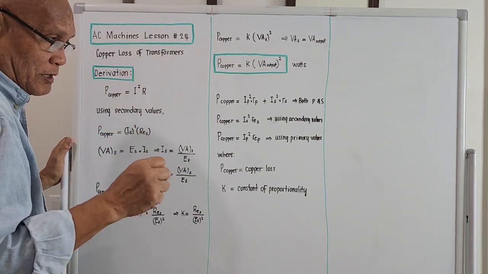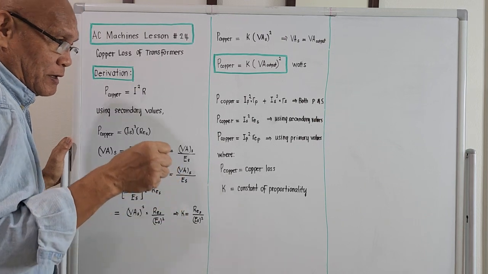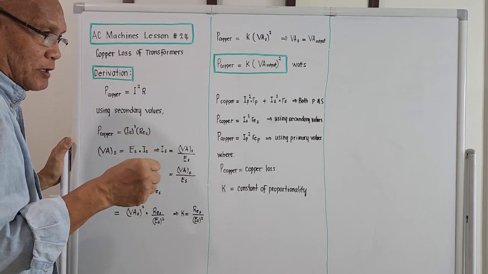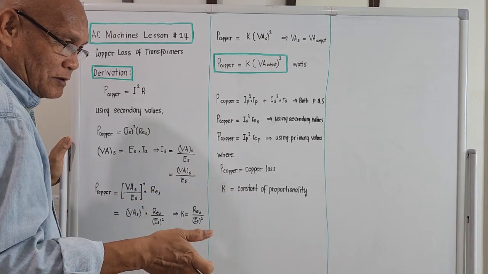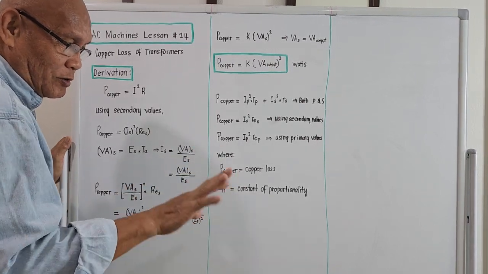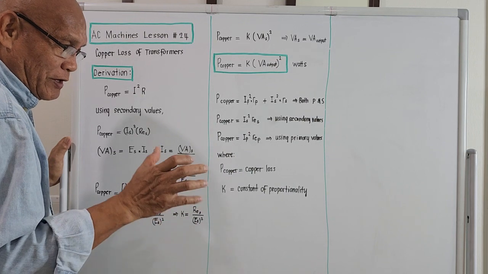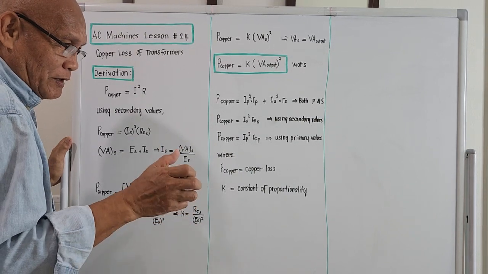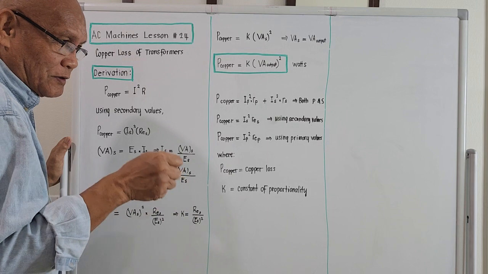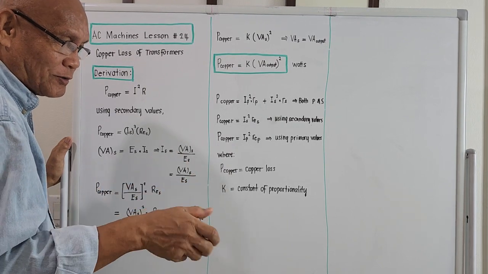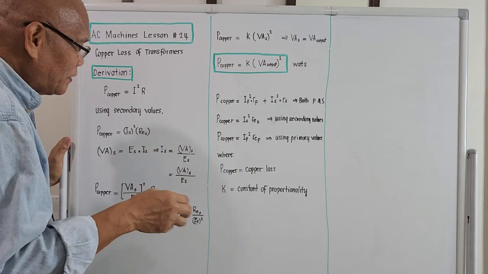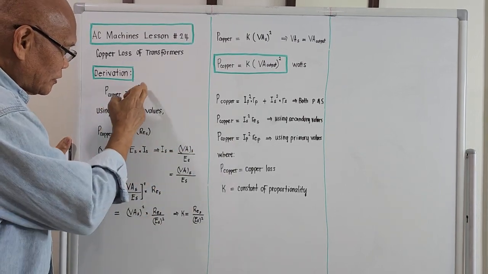Copper loss is actually the loss of the transformer due to the resistance of the windings. So in general, a resistance will dissipate heat, right? And the rate of dissipation is actually given by the equation. It should be the square of the current times the resistance.